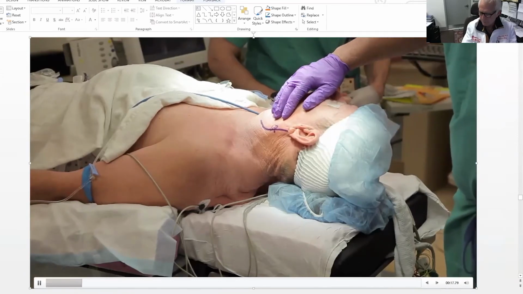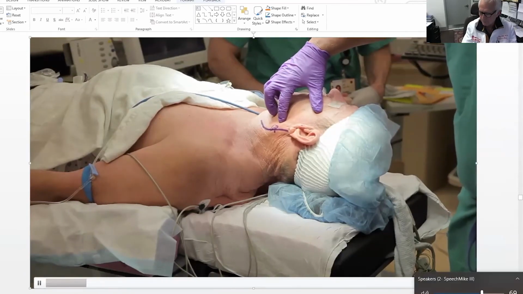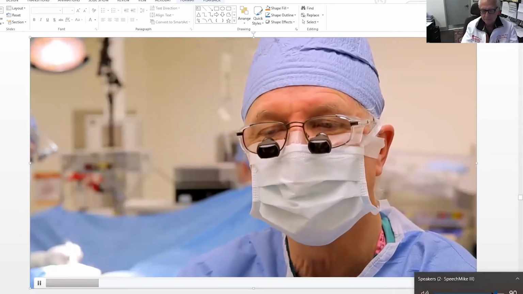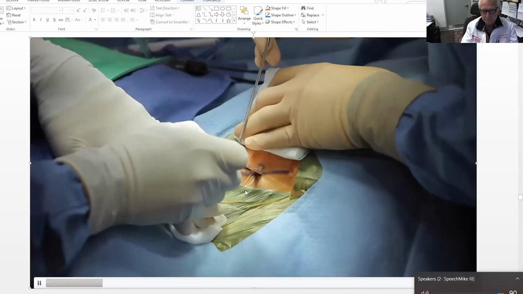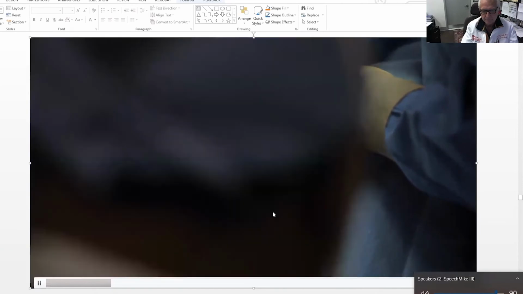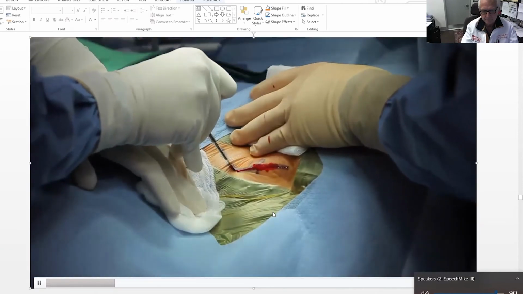The roll is placed under his shoulder, and his head is placed in a donut and rotated approximately 15 degrees to the contralateral side of the surgery. We then make an oblique incision along the medial border of the sternocleidomastoid muscle, taking the dissection down to the common facial vein, which is taken by a suture ligature.